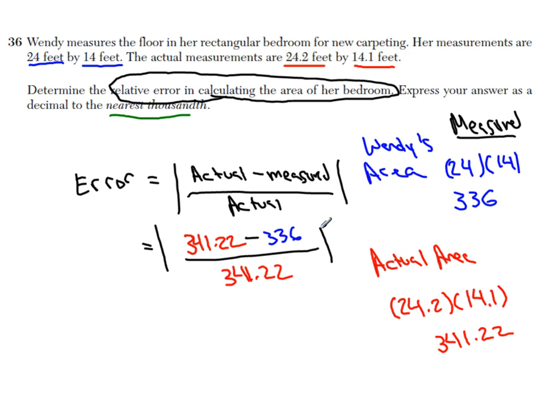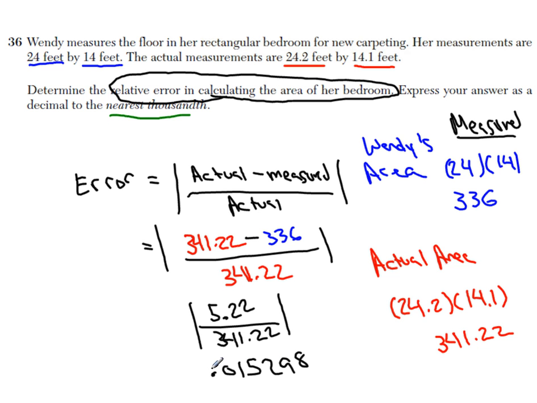Okay, now we just have to do some simple calculations. 341.22 minus 336, that's going to give us 5.22 over 341.22. 5.22 over 341.22 is going to give us approximately 0.015298. And we were supposed to take the absolute value, and absolute value is just the distance away from zero. In this case, we already have the absolute value because we've got a positive number.